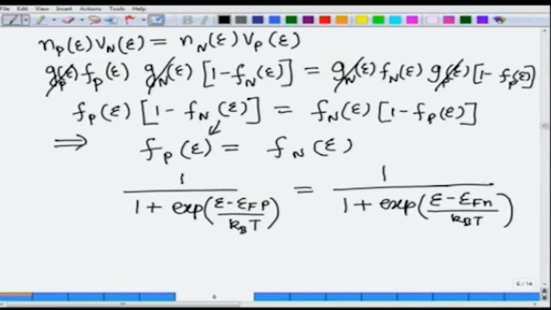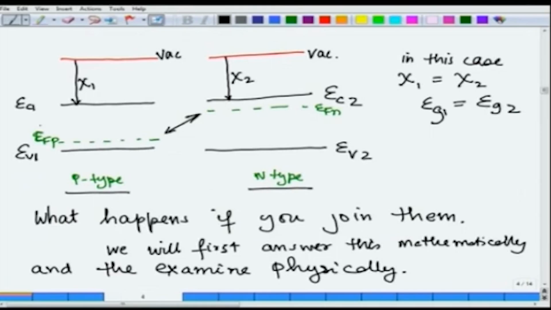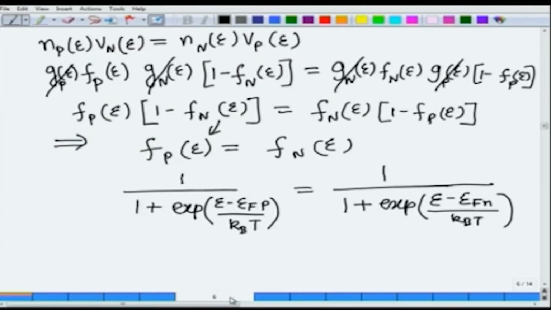Remember what these quantities are. These quantities are the Fermi levels on the p side and on the n side, and for this you will have to go back here. Remember, this is the quantity I am talking about: the Fermi level on the p side and the Fermi level on the n side. That is the question we were trying to answer, what will happen when you join them. I started saying that I will prove to you that these two must become equal when you join them, and that is what we are heading towards.